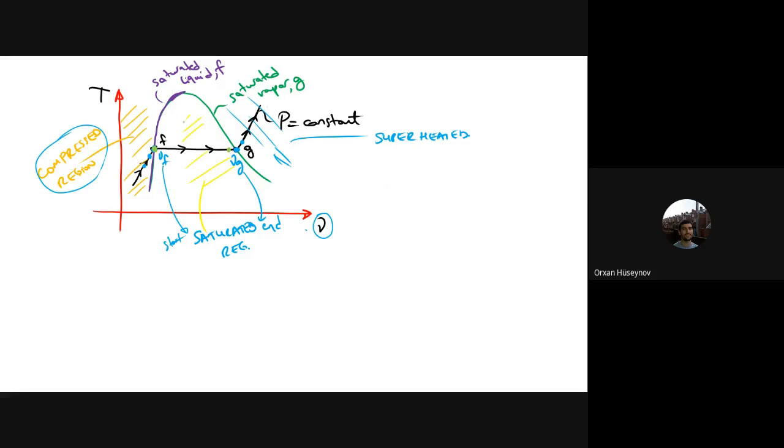This is saturated liquid, or this one is the saturated region, because the saturated region includes the F values and it also includes the G values. If it is nu F, nu G, or it can be UF and UG. Therefore, it is the saturated region.